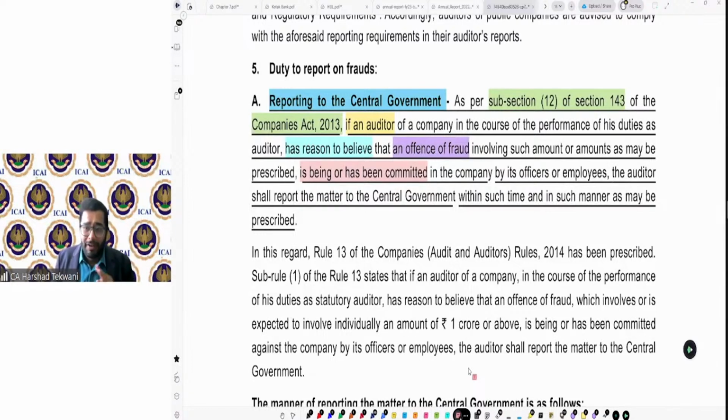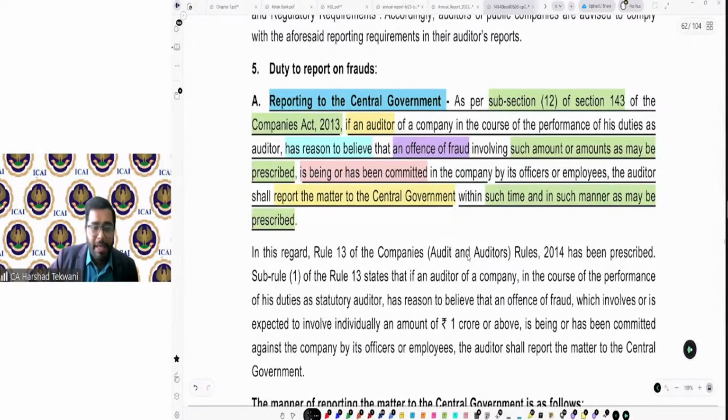Employees and officers will cover everything. The auditor shall report the matter to the central government, within such time and manner as may be prescribed. When I talk about amount, it is such amount or amounts as may be prescribed. So wherever the term prescribed is there, such amount or such time or manner as may be prescribed, that is as per Rule 13.